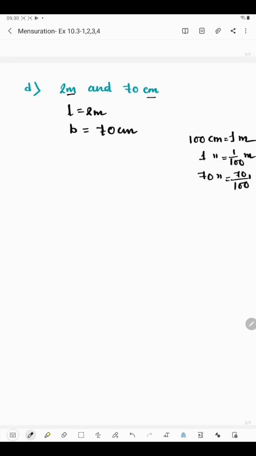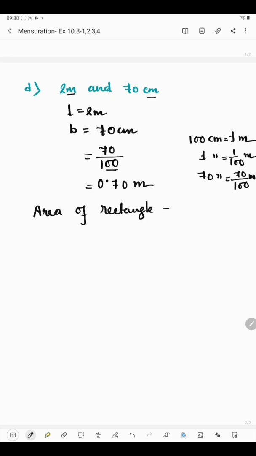Okay. So if you convert from centimeter to meter, we need to divide by 100. Now as there are two places, 1, 2, here we will have to put the decimal, so it will be 0.70 meter. Now we will find the area of rectangle, which is length into breadth. Now length is 2 meter and breadth is 0.70 meter. Now we will multiply this. So 0.70 will be multiplied by 2.